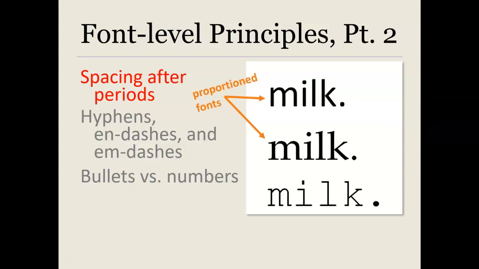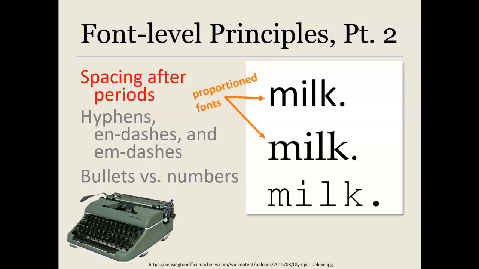So these top two here, these are what we call proportioned fonts. These are what we now use today in our computers. Notice that each letter has its own unique space. So the M is very wide, the I and the L are very skinny, the K is very wide, and the period has its own special amount of space.